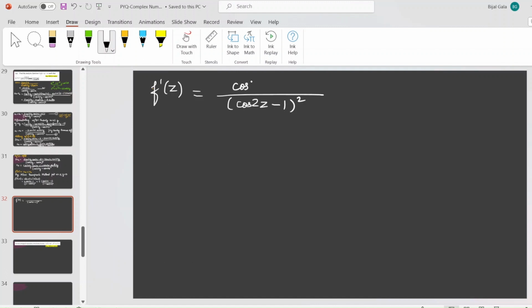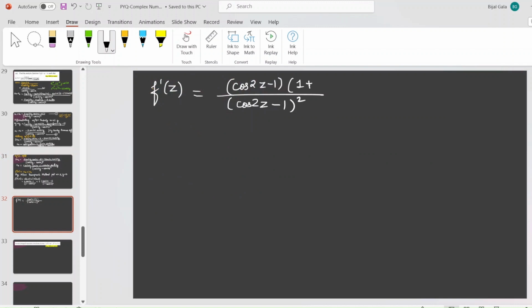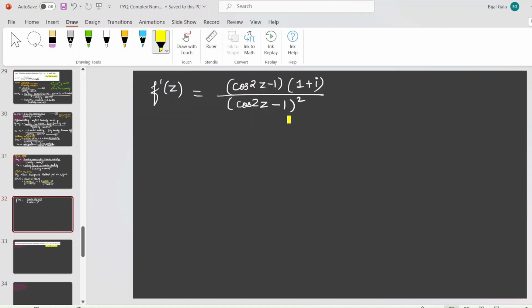And the numerator now has cos 2z minus 1 in the first term, as well as the second term. When I take it common, I will be left with 1 plus i. Okay, you can see this. Here, if I take this first term and this common, the first term leaves a 1 and second term leaves an i. So now observe the numerator and denominator are exactly the same. So I am now left with 1 plus i divided by cos 2z minus 1. The square gets cancelled. And 1 minus cos 2 theta is 2 sine square theta.